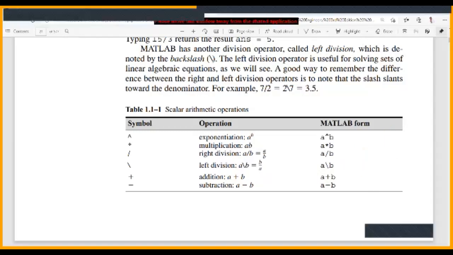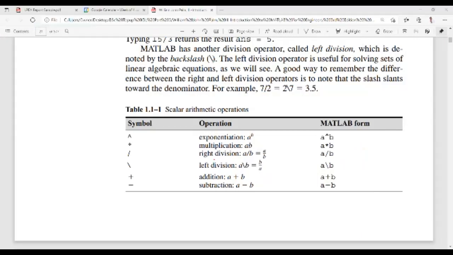Okay, good. But if you are doing right hand division, then you use the forward slash, which is this. If you are doing the left hand division, that is B over A, the same B over A, then you use the backslash, which is this one. So what do we mean by left hand division and right hand division?